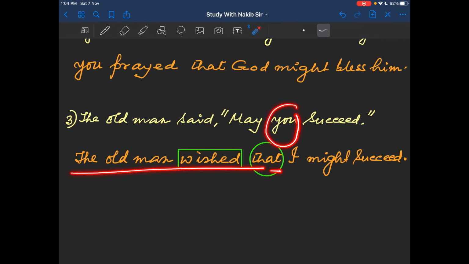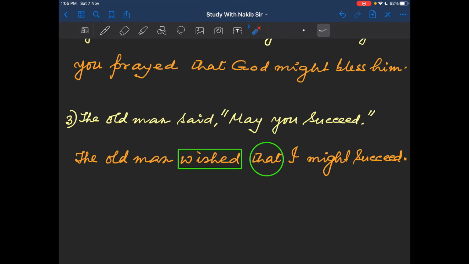Now, "you" means the second person pronoun. The second person pronoun will be changed according to the number and person of the object of the reporting speech. Here no object is given, but there must be some object. Whom is the old man saying this to?